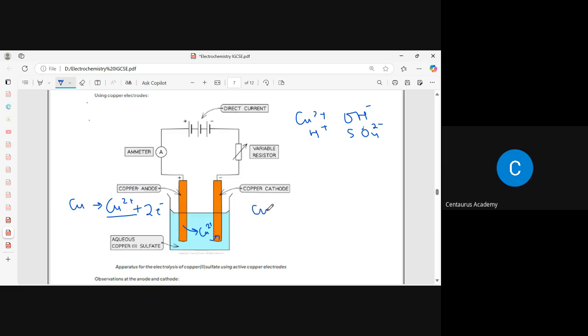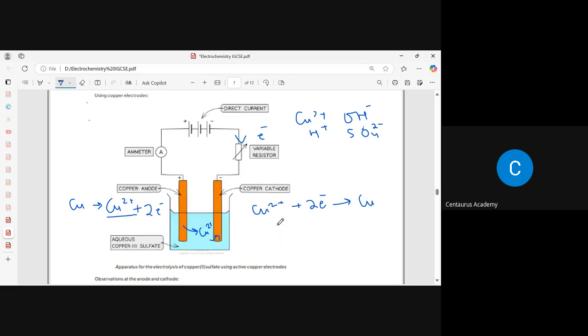Okay, so what reaction takes place at the cathode? They attract two electrons, gain two electrons, and form copper metal. So they deposit onto this cathode as copper metal, and these electrons are incoming towards the cathode, right? This is the electron flow.